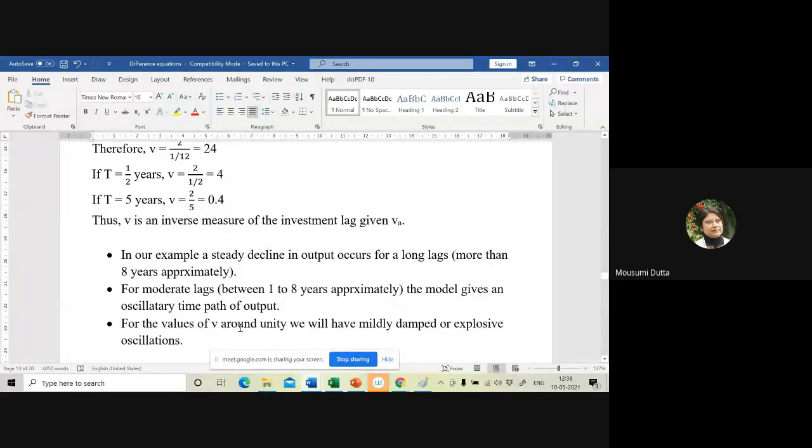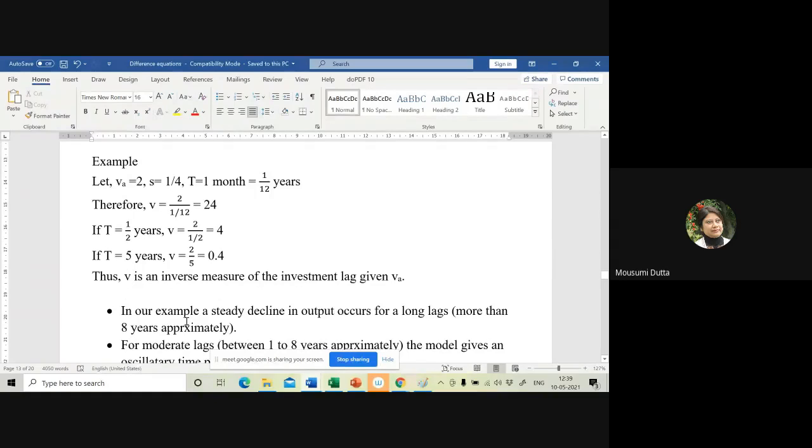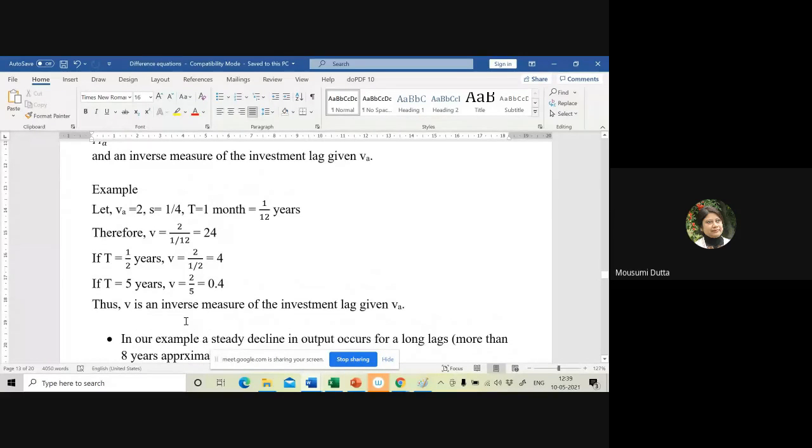For the values of V which is around 1, we will get mildly damped or mildly explosive oscillation. If it is greater than 1, 1.2 say, explosive. If it is 0.9, in that case, damped, etc. So V is not only the capital output ratio, it is more than a capital output ratio. It is the capital output ratio divided by time lag.